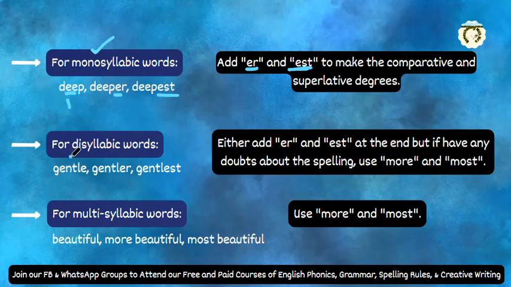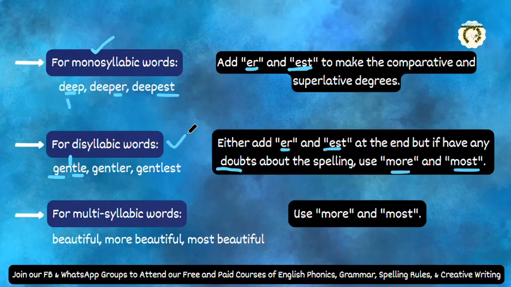For example, the word gentle. Gentle. This is the first syllable, this is the second syllable. So if you want to make the comparative and superlative of disyllabic words, you can either add ER and EST at the end. But if you have any doubts about the spelling, use more and most. For example, gentle, gentler, gentlest. But if you think that this sounds weird, it doesn't sound right, or you have any spelling issues, what you can do, you can say gentle, more gentle, most gentle. This will also work, right?